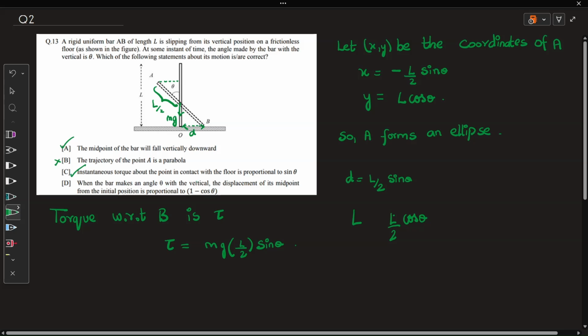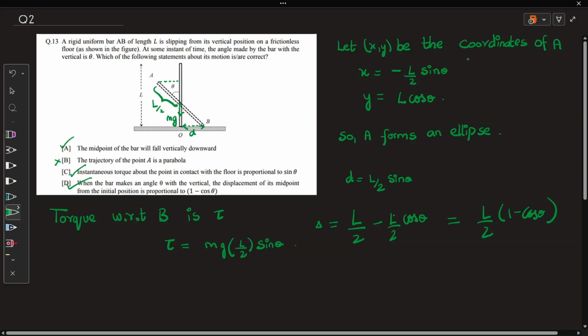When the bar makes an angle theta with the vertical, the displacement of its midpoint, initially it's L by 2 as we are speaking about the midpoint. So the displacement, this is the displacement delta, which is L by 2 into 1 minus cos theta. So option D is also correct. This is a very easy question.